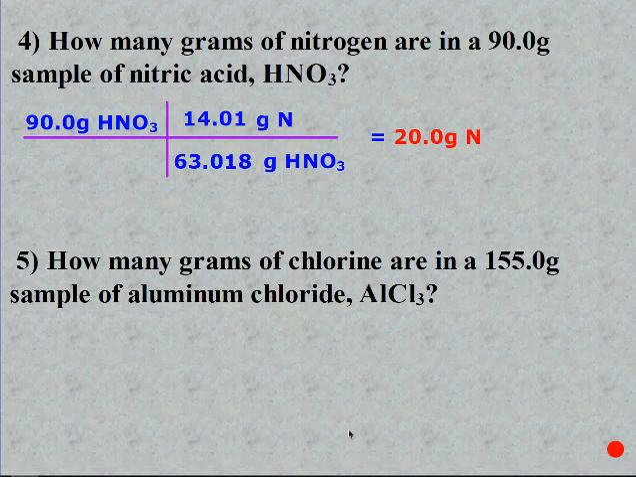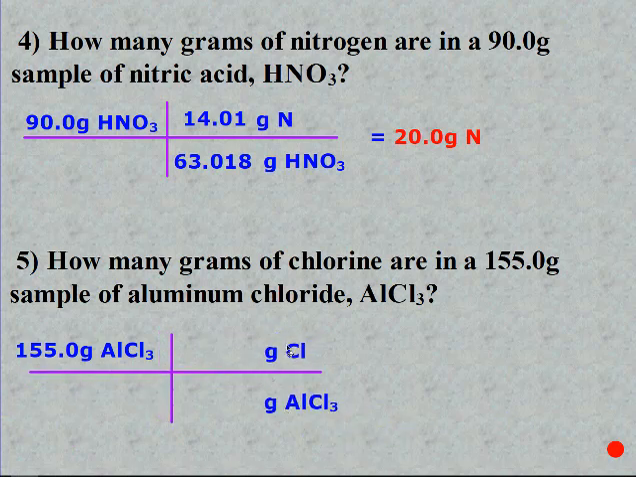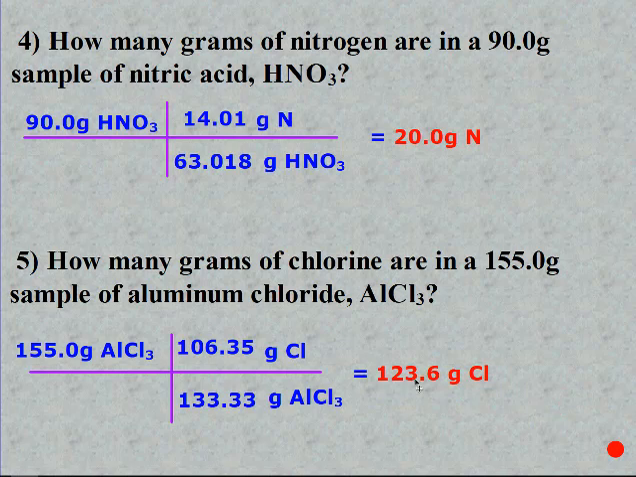So go ahead and pause the video and try this last one on your own. Restart when you have an answer. So looking at this problem, you should have started with 155, set up your dimensional analysis. Always put your units in first. That tells me that I need the molar mass of aluminum chloride, which is 133.33. If you put 35.45 on top and left it alone, then that's incorrect because we have 3 chlorines, not 1 chlorine. So 3 chlorines have a mass of 106.355. So multiplying and dividing, we can see that of 155 grams of aluminum chloride, 123.6 grams is due to chlorine.